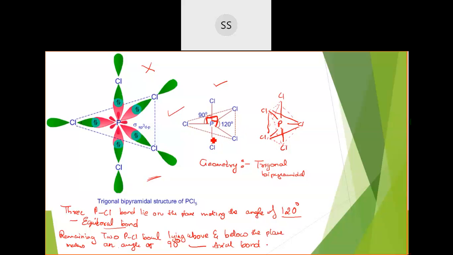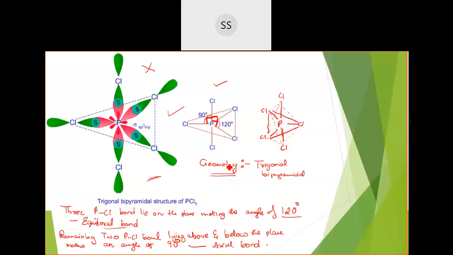Geometry you tell at the end. Trigonal bipyramidal is the geometry. Geometry you write at the end. And if the bond angle is only one category, we write it directly after that. Since here we have two different categories, we need to mention that.